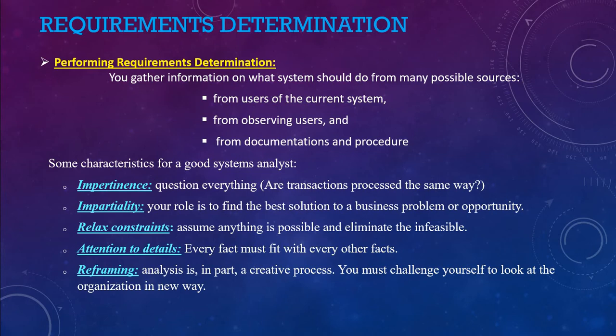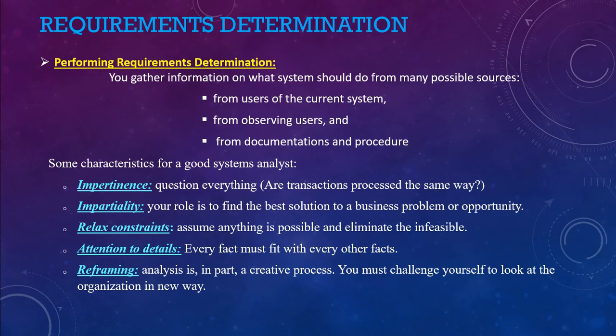In order to perform requirements determination, you will need these 3 sources of information. One is from the users of the current system, second is from observing users, and third is from documentation and procedures. For example, annual reports, organizational manuals, or the records of users. Those are the documents or procedures.